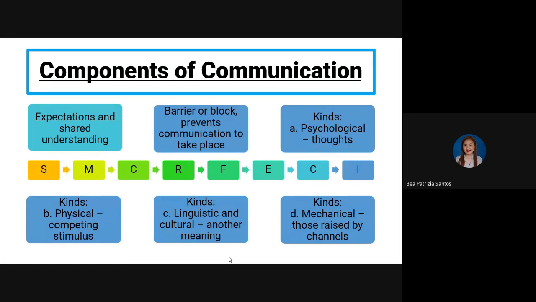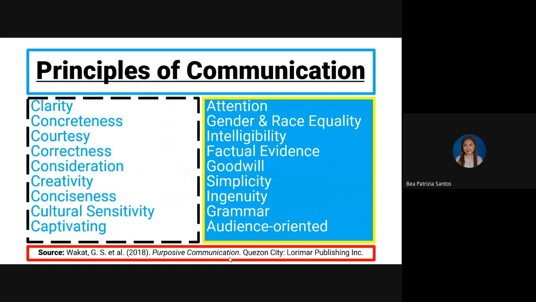So we have the kinds of interference. A, psychological or thoughts. B, physical. It's the competing stimulus. And letter C, linguistic and cultural. D, mechanical are those raised by channels.